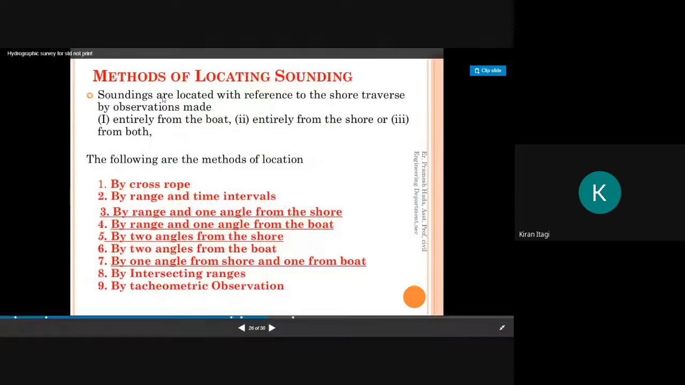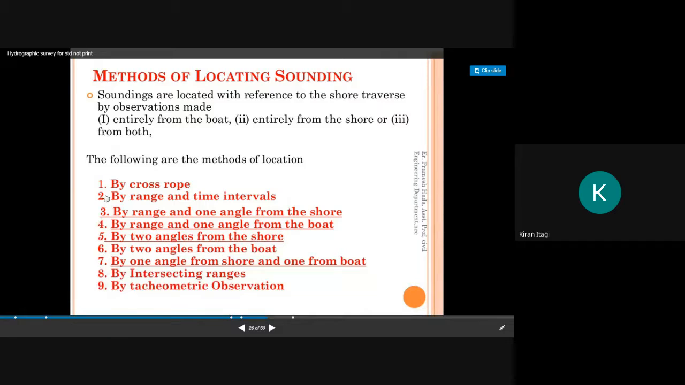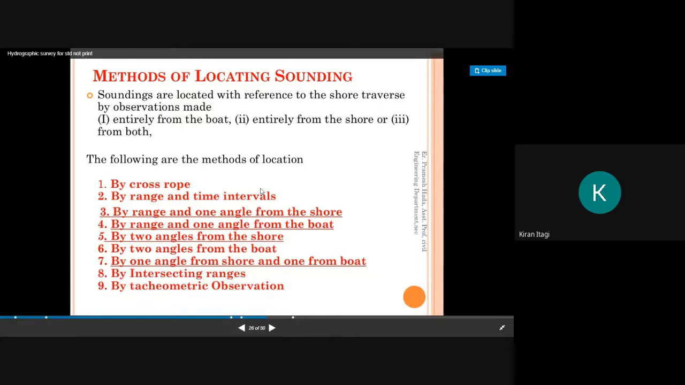Now, methods of locating soundings. The following are the methods of locating: by cross-roads, by range and time travel, by range and one angle from the shore. So these are very important, how you locate the sounding, or where you want to locate the sounding.